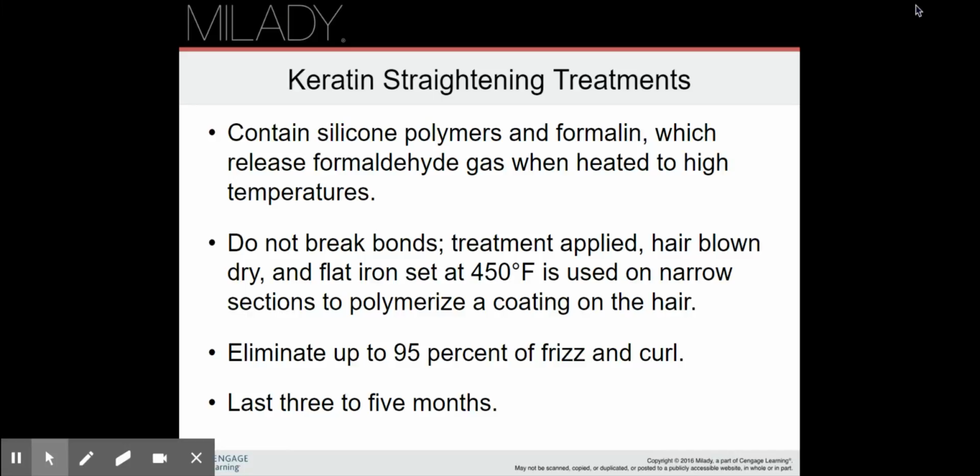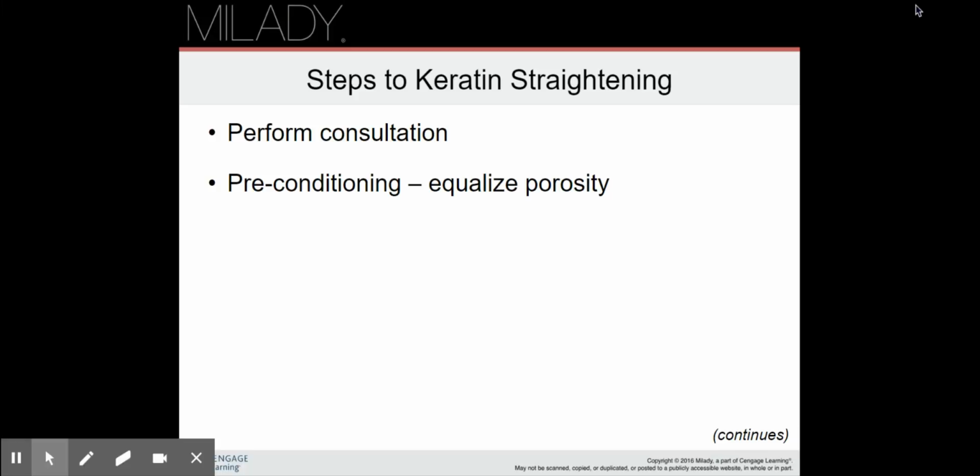Keratin straightening treatments do not break bonds. The treatment is applied, the hair is blown dry, and a flat iron set at 450 degrees Fahrenheit is used on narrow sections to polymerize a coating on the hair. It eliminates up to 95% of frizz and curl, and it lasts for 3 to 5 months. Page 625 will give you more great information.